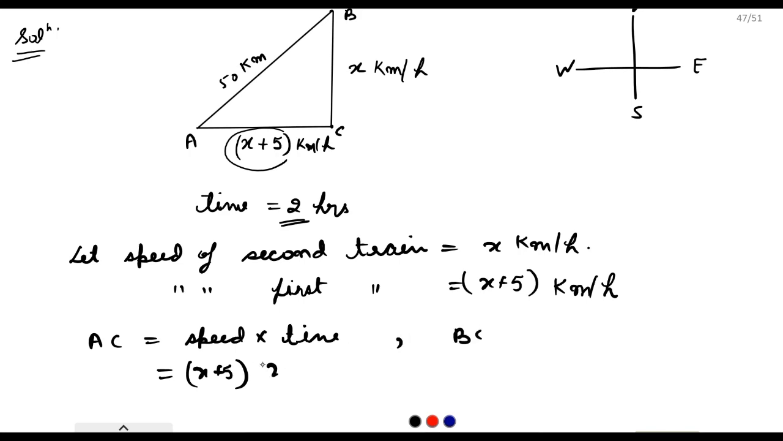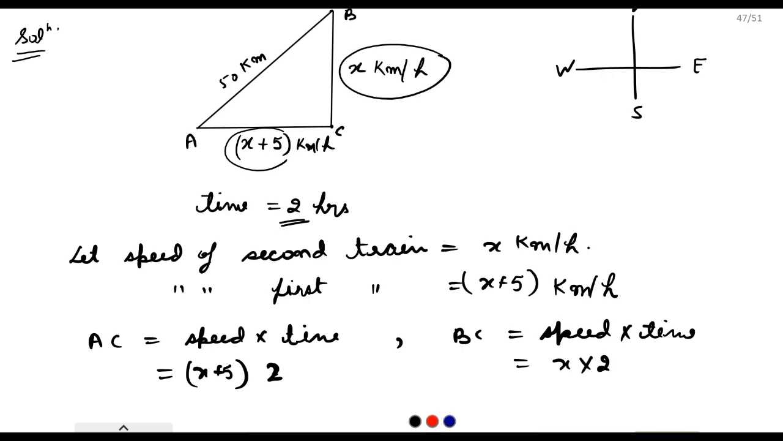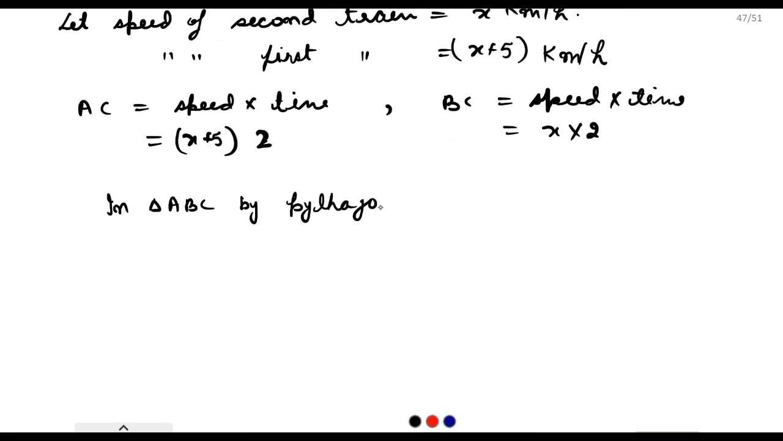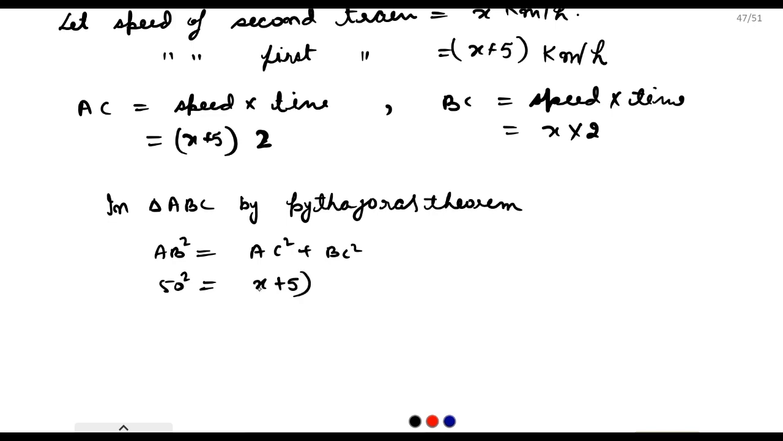Similarly, BC is the distance covered by the second train in 2 hours with x km per hour speed. Then BC is equal to 2x. Now we are applying the Pythagoras theorem in triangle ABC. AB square is equal to AC square plus BC square. AB is 50, AC is x plus 5 into 2, and BC is 2x.